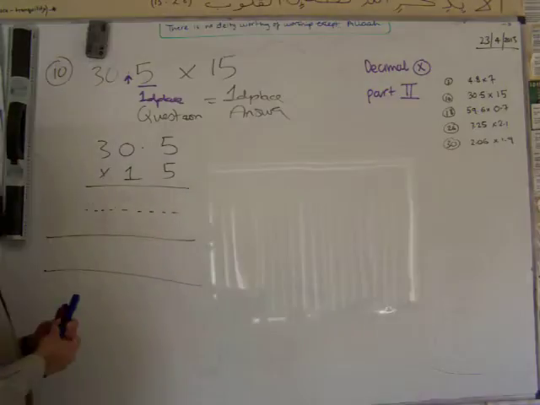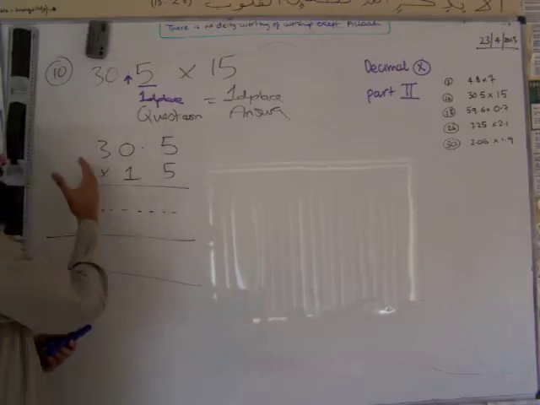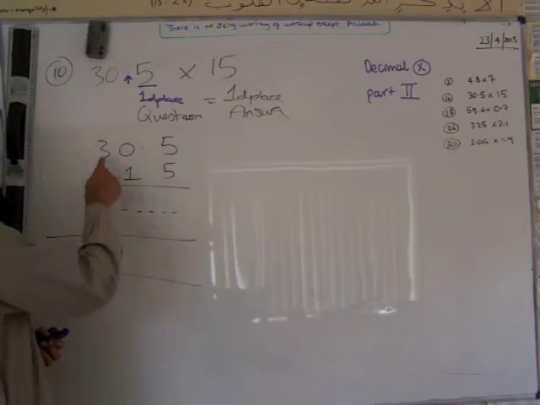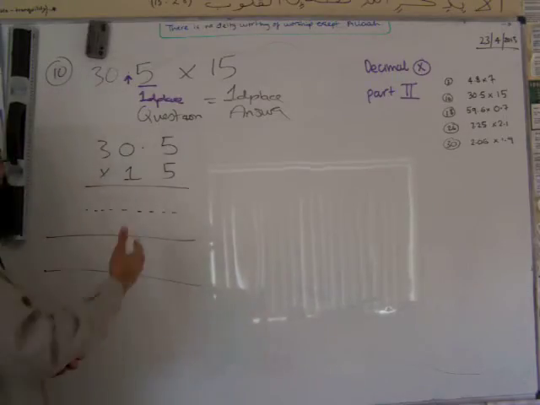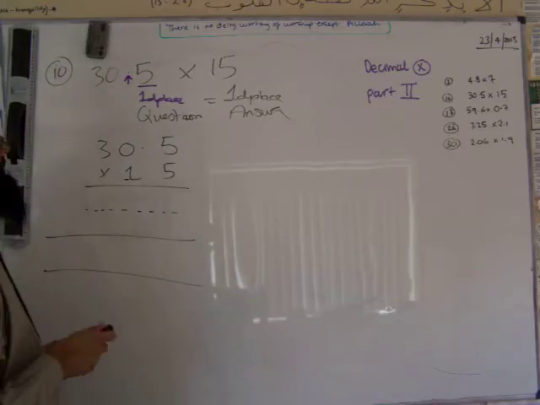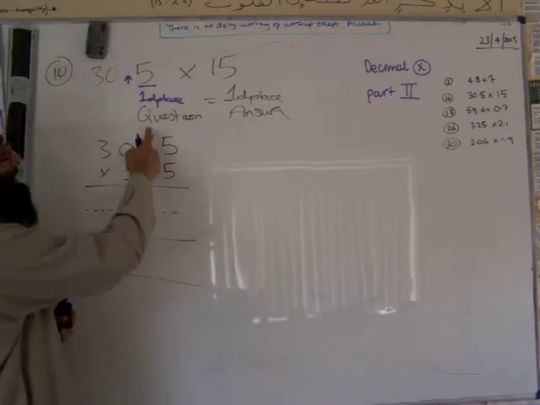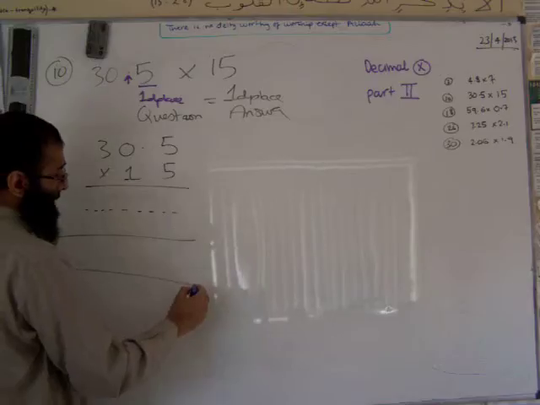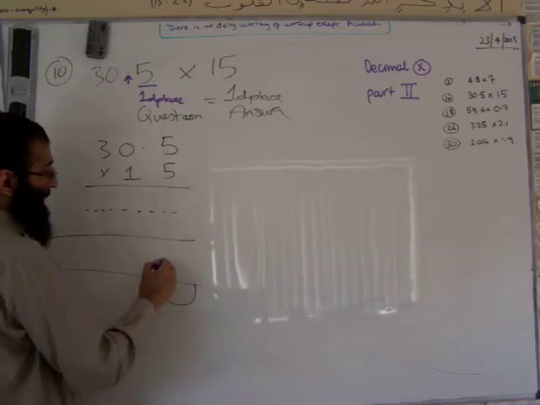Okay, so we're just setting the numbers as though they're just numbers. 305, 15, make it look nice and neat. Now the rule says here that we're going to have 1 decimal place in the answer, so put it right from the beginning.